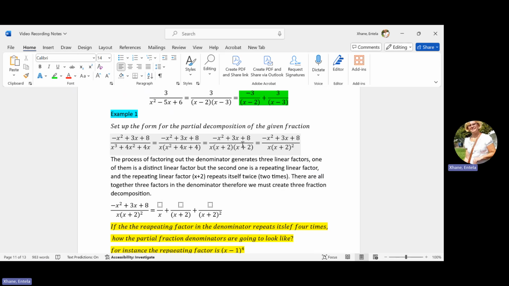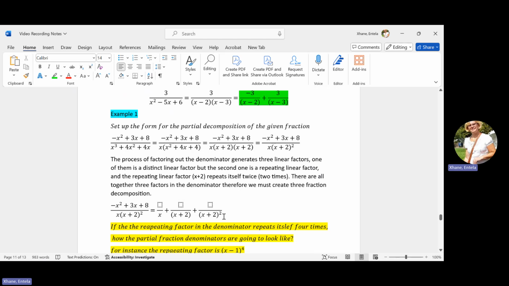Now, how do I set up? I start with the first fraction, denominator x, the second one x plus 2. Now notice the third one. You have to reflect that x plus 2 is repeating itself. So then you have to do x plus 2 multiplied by x plus 2. So that's x plus 2 to the second power. So these are the 3 fractions, and that is different when you have repeated linear factors. The last one is going to reflect how many times the linear factor is repeating itself.